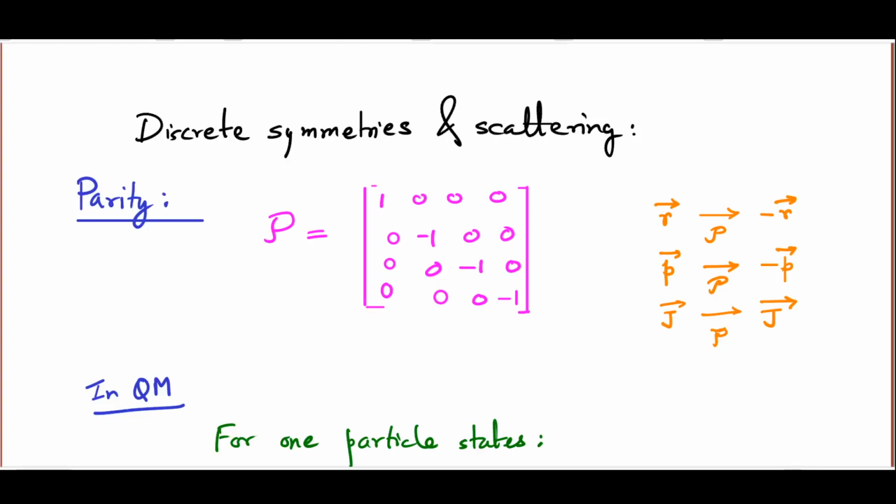In this video, I am going to continue our discussion on the effect of symmetries on scattering matrix elements. We have already seen the effect of continuous Poincare symmetries as well as internal symmetries in previous lectures. In today's version, we are going to talk about discrete symmetries. In particular, today I am going to talk about the parity symmetry operation.